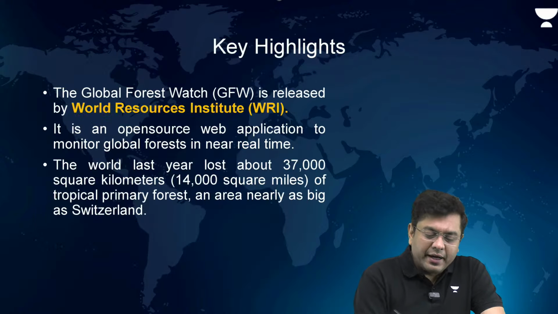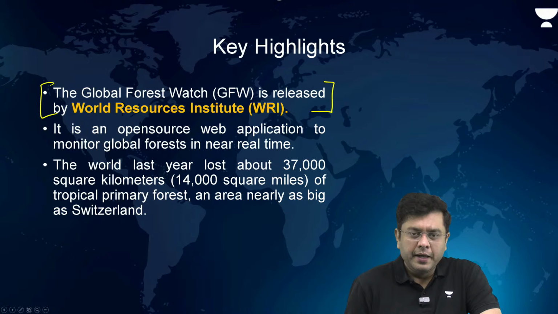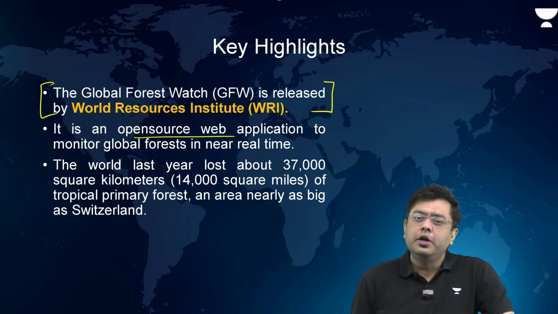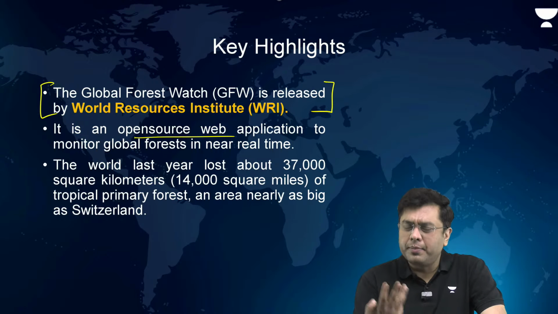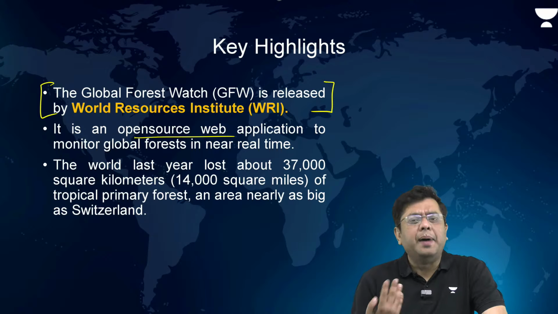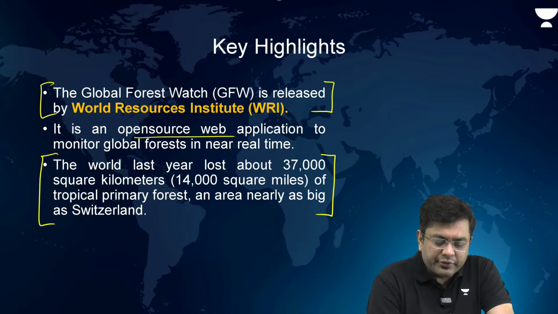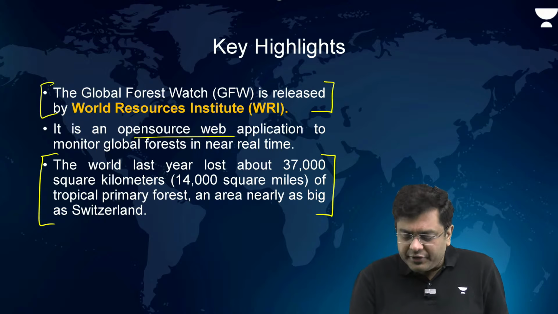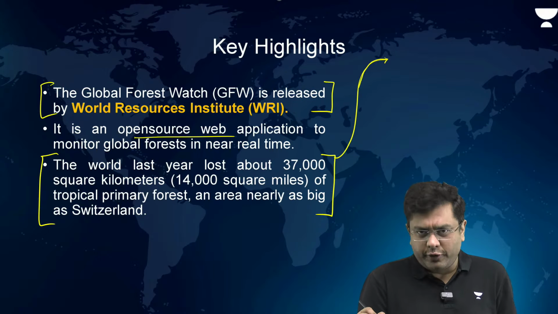Now, this is a report released by the World Resources Institute, WRI. It is an open source web application to monitor the changes in the global green cover, which can be accessed by whichever party is interested. The world last year lost about 37,000 square kilometers of tropical primary forest. Now, amongst the reasons which are cited, what are the primary reasons for the loss of forest?